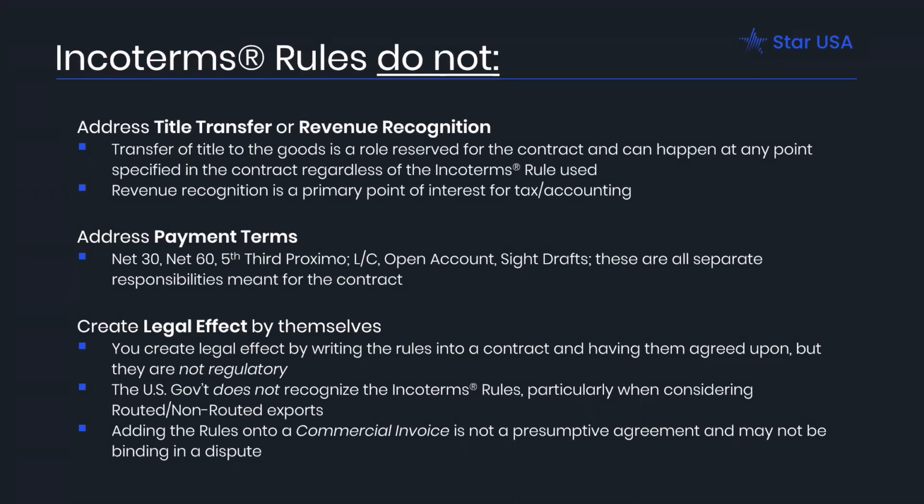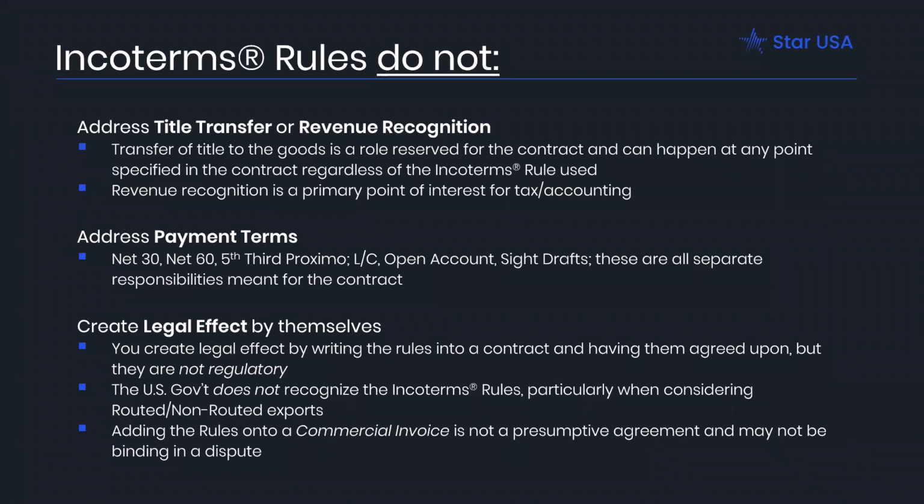Incoterms do not, this is one I get quite often, they do not address title transfer or revenue recognition. The transfer of the title of the goods is reserved for the contract, and that can happen at any point specified in the contract, regardless of which Incoterms rule is in effect. Incoterms are for the transfer of risk and responsibility, not for the transfer of title or ownership of the goods. Revenue recognition, similarly, is not within the scope of Incoterms rules. In the US, the point at which we recognize the revenue is an extremely important element of our tax filings and our business assets. And companies are very, very concerned with that revenue recognition point.